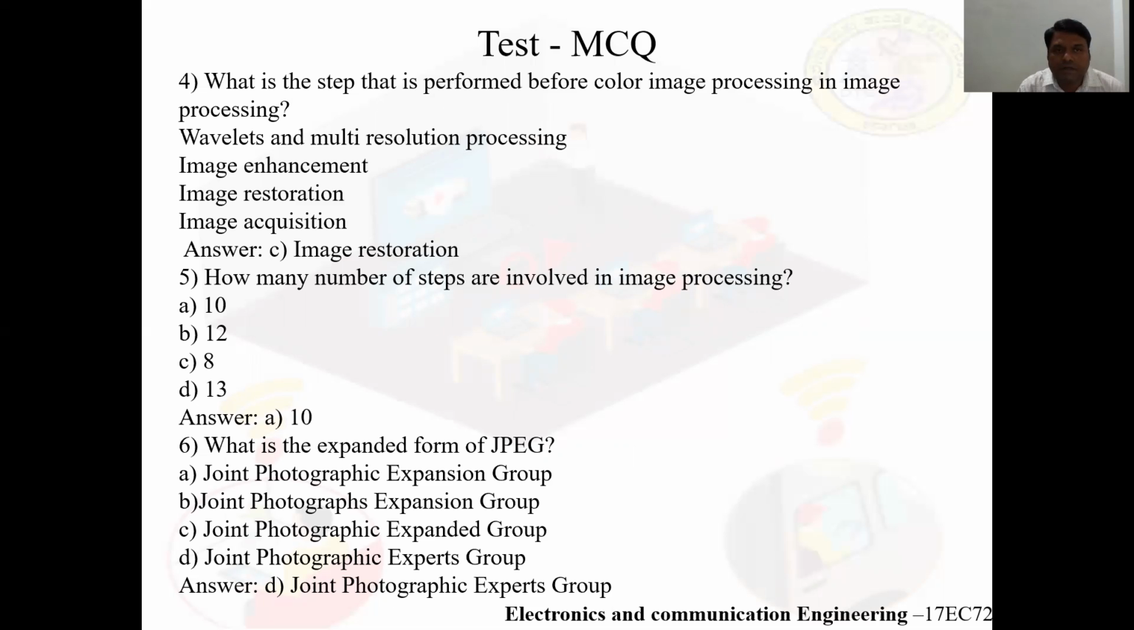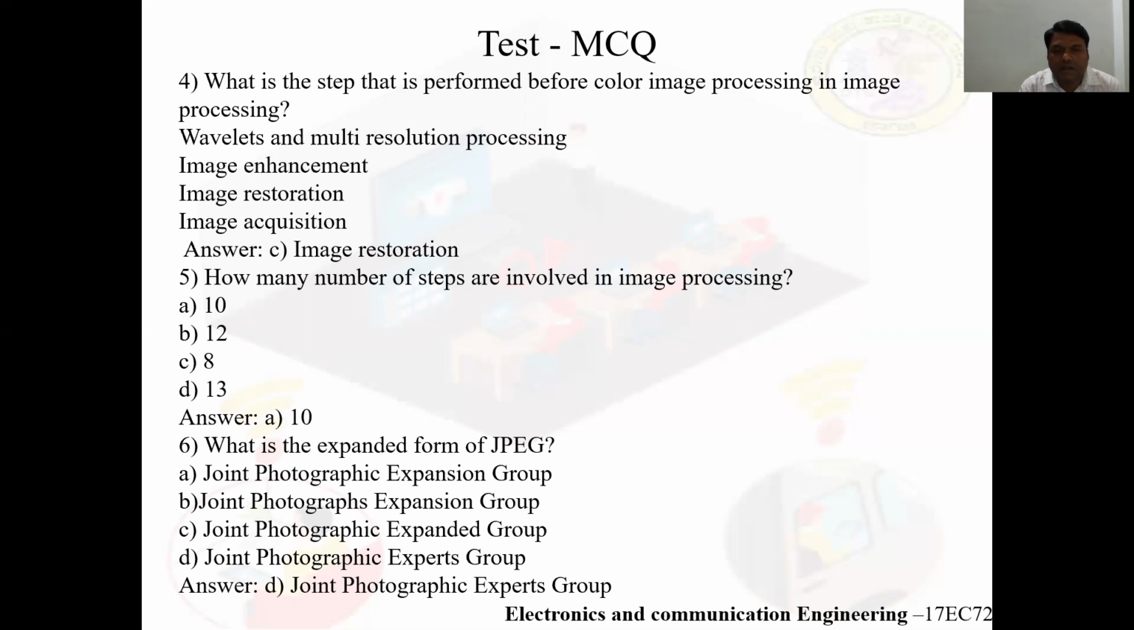What is the step that is performed before color image processing in image processing? Wavelets and multi-resolution processing, image enhancement, image restoration, image acquisition. The answer is image restoration. How many number of steps are involved in image processing? 10, 12, 8, 13. The answer is A, 10.